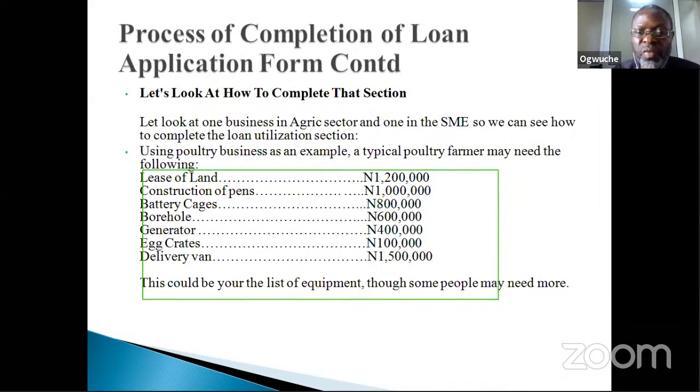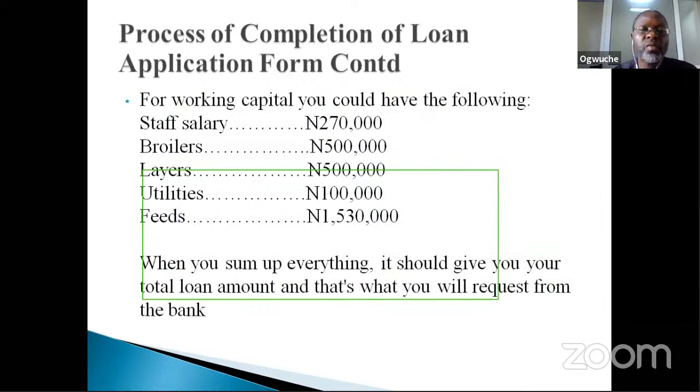So this could be a list of equipment, though some people may need more. When we look at some other example, we'll see also how we do the breakdown for that. Then, of course, the working capital. For working capital, you could have the following for the poultry farm. You have the staff salary, maybe 270,000. You have broilers, which are like raw materials, because if you have a poultry farm, you have to have the raw materials for that. And the raw materials are your birds.